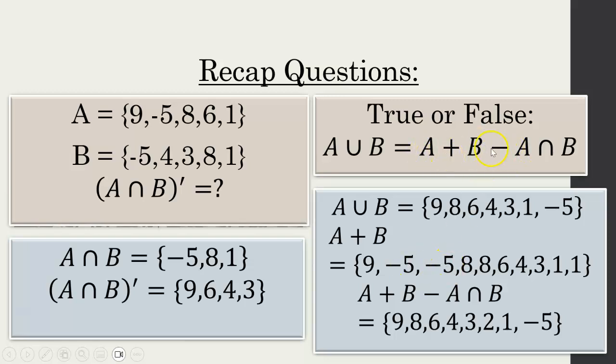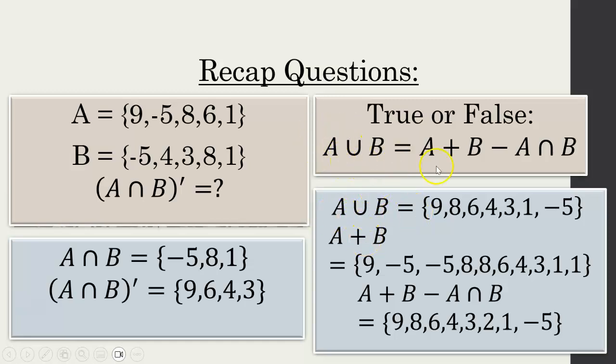What about A plus B minus A intersection B? What's A intersection B? Well, I found it out over here: -5, 8, 1. So if I took out a -5, an 8, and one of the 1s, that means I got rid of one of these -5s, one of these 8s, and one of the 1s. What am I left with? Well, I'm left with 9, 8, 6, 4, 3, 1, -5. And look, that's the exact same thing as A union B.